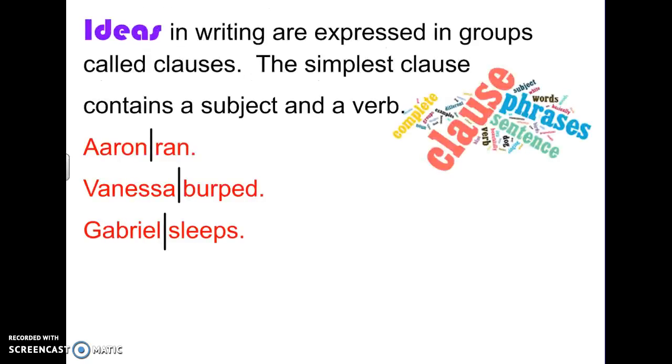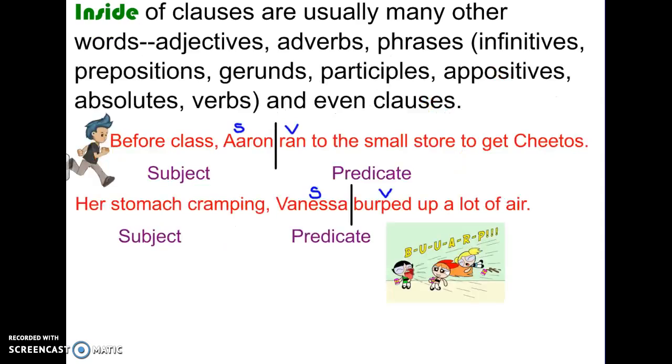So ideas that are in writing are expressed in groups that are called clauses. They're simple, compound, complex, and compound-complex clauses. You know them as sentence types, but sometimes clauses aren't all sentences. But a clause has to have a subject and a verb. Like if you look at the examples, Aaron ran, Vanessa burped, and Gabriel sleeps. Each one of them has a person or a place or a thing that is doing something or is being talked about in that clause.